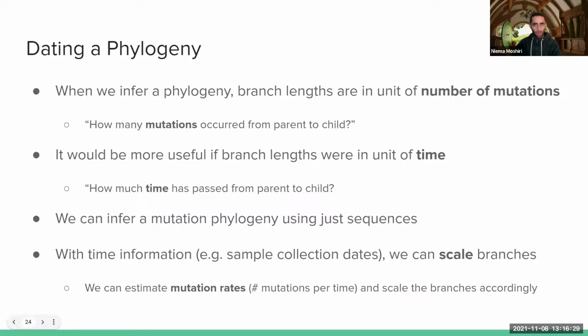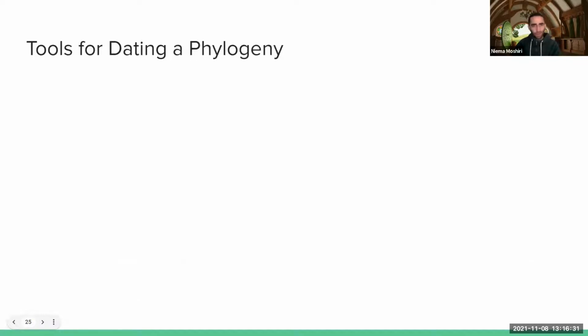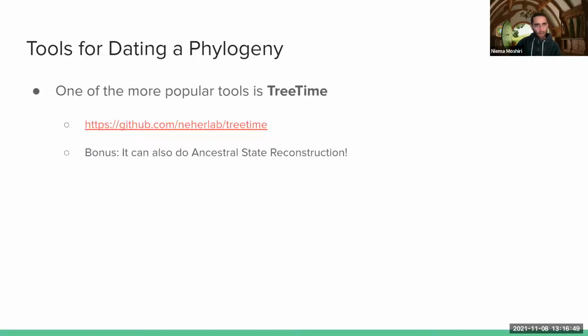Okay, cool. So again, fortunately for us, the central theme of this class is that we can do stuff with the help of a bunch of these really smart people. Tools already exist to do this. These different tools make different model assumptions of how mutation rates behave over time. One popular tool is called TreeTime. The cool thing about this one is it can scale the tree to be time, and it can also do the ancestral state reconstruction that we talked about earlier.